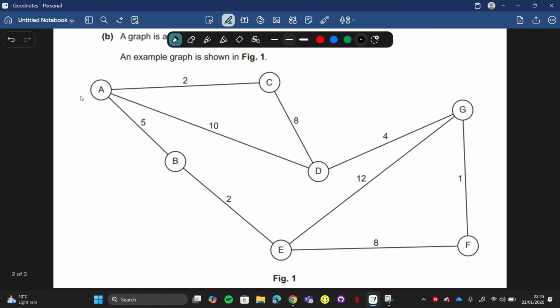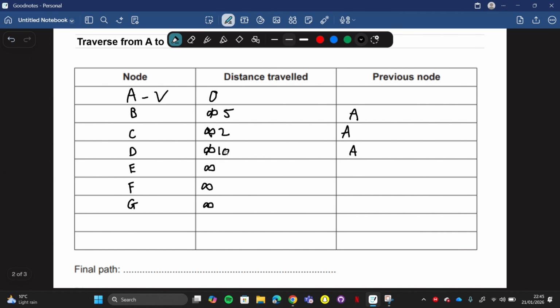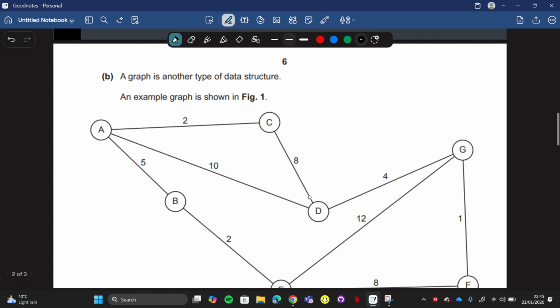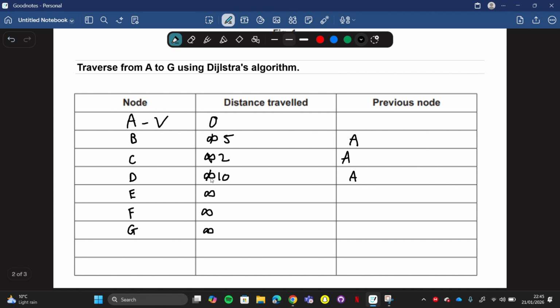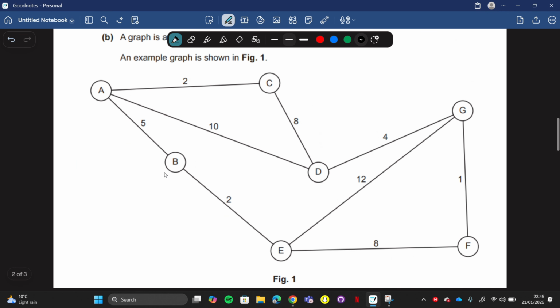C's got 2 neighbors, one of them being A. We don't want to go back to the start. So we're only going to see if 8 makes a difference. So 2 add 8 is 10, but D already has a weight of 10. So we're not updating D at all. So C is now fully visited. Okay, now, what's the node with the lowest weight which isn't visited? It's B. Let's go to B.